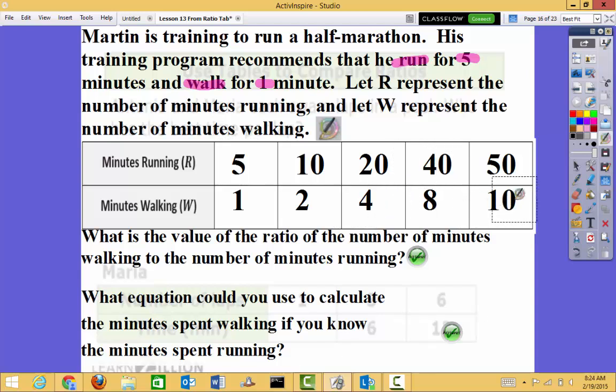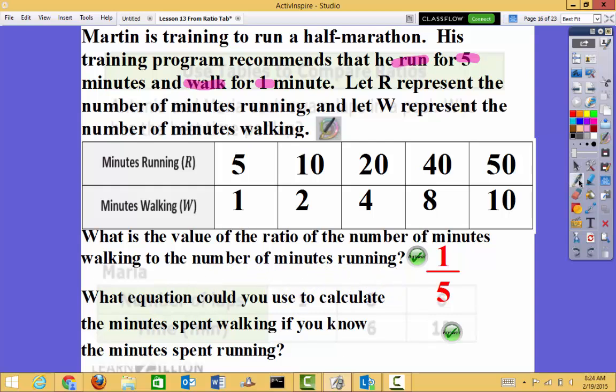And now let's begin. What is the value of the ratio of the number of minutes walking to the number of minutes running? So I'm looking for what? Walking to running. So let's look. Walking is 1 to 5, and I rewrite that as a ratio in fraction form, and then I simplify. So there's my value, it is 1/5. Okay, let's go on to the next problem.